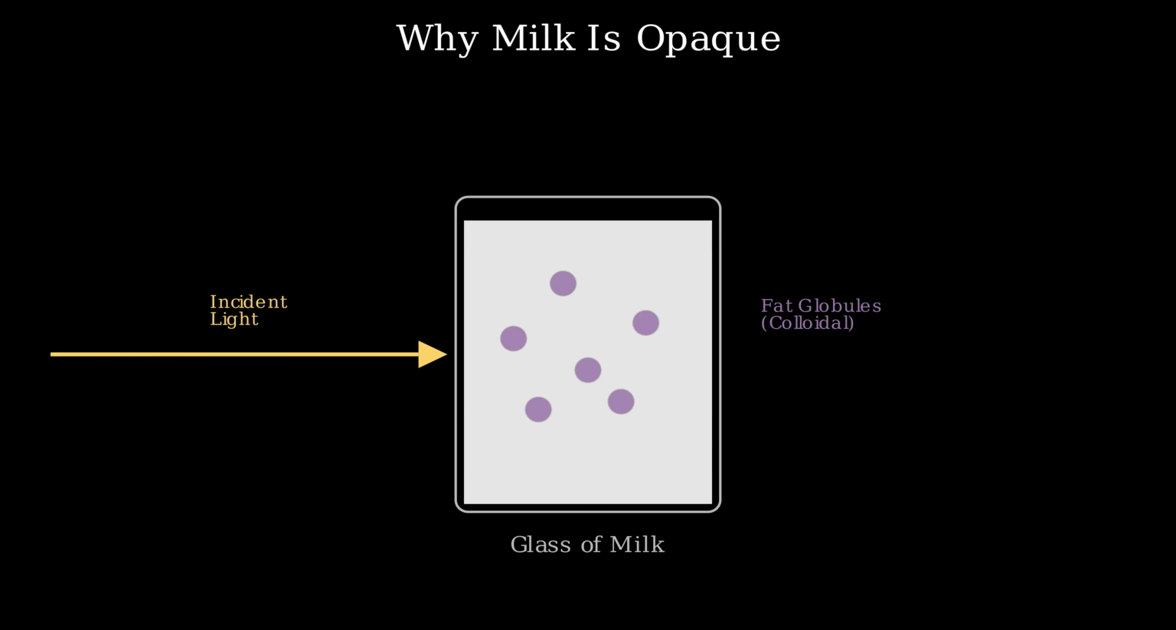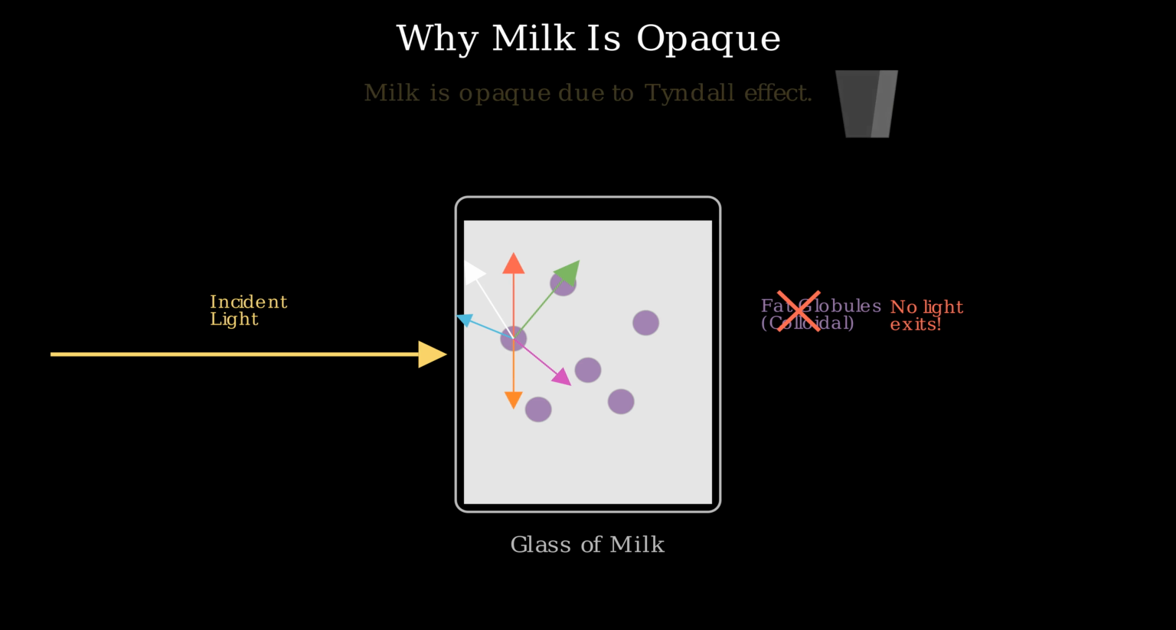Milk looks opaque and white because milk is a colloid of fat globules in water. Light scatters so much that you cannot see through milk. This is the Tyndall effect in everyday life.